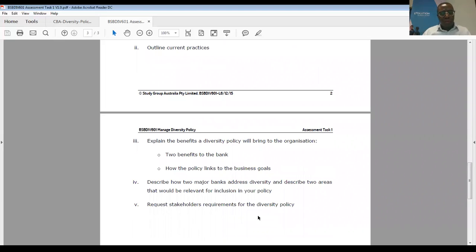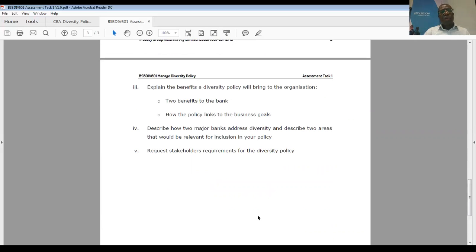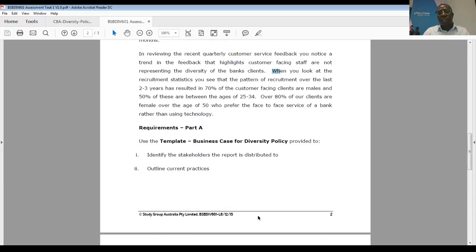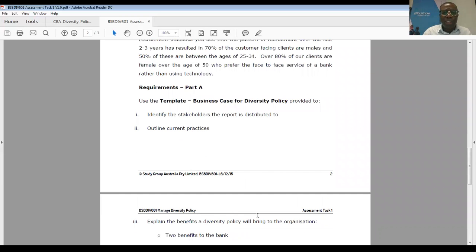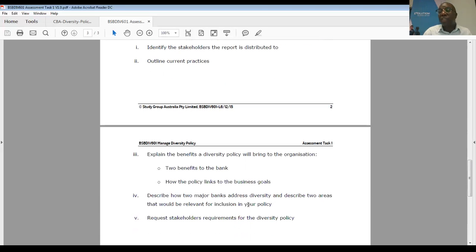And question number 4, you're going to describe how 2 major banks in Australia address diversity and describe 2 areas that will be relevant for inclusion in your policy, and request the stakeholders' requirements for the diversity policy. Right, so let's talk about this. We're going to look at the benefits, at the sample policies, and at how this is going to be implemented and how it will be monitored. So let's go back to our slideshow and take you through the rest of the session.